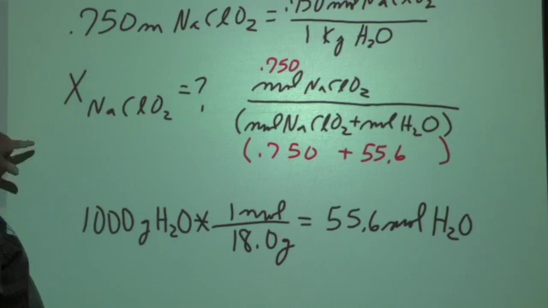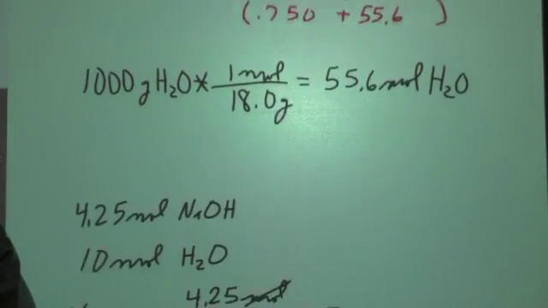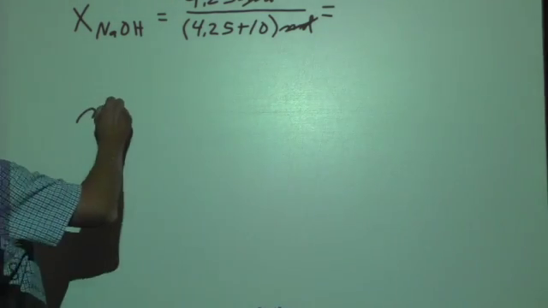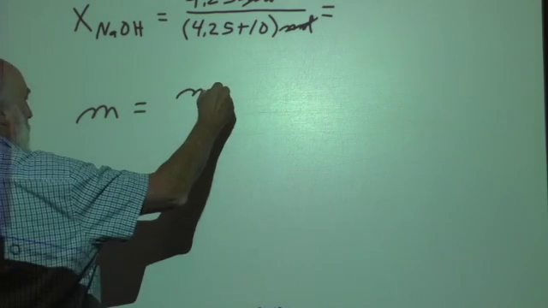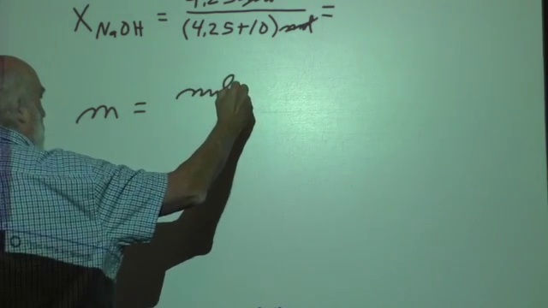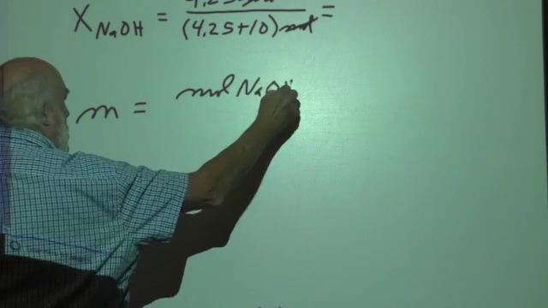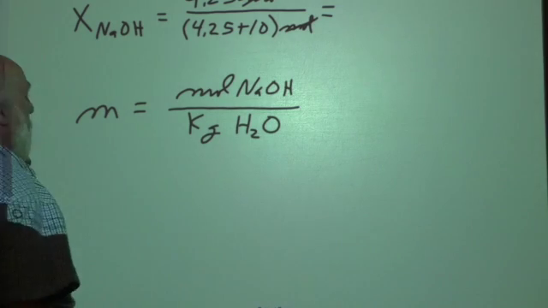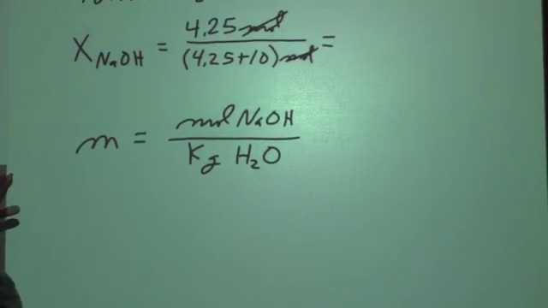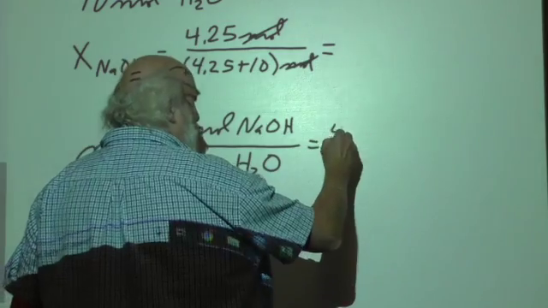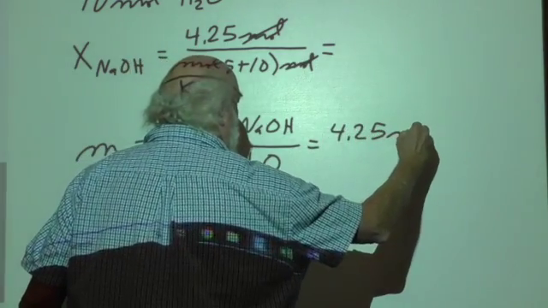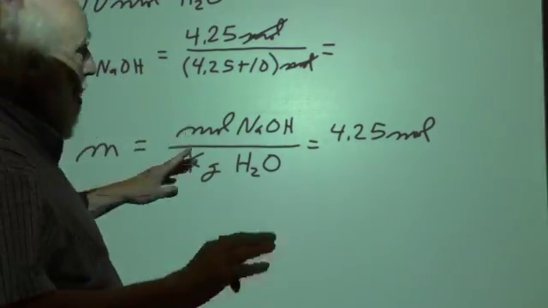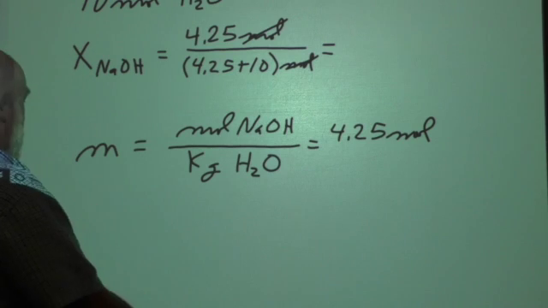All right, the next, now I have to do the molality. M is going to be equal to moles of NaOH over kilograms of water. Well, we have the moles of NaOH, that's 4.25 moles, so that's easy enough. But what we don't have is the kilograms of water. But we are given 10 moles of water.